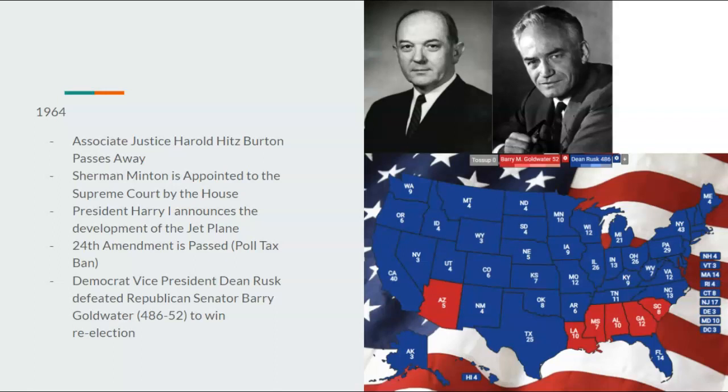And President Harry I would announce the development of the jet plane, as well as the 24th Amendment being passed, which is a poll tax ban. And then there's also the 1964 vice presidential election, where Vice President Dean Rusk would go against Arizona Senator Barry Goldwater. And Democrat Vice President Dean Rusk would defeat Republican Senator Barry Goldwater 486 to 52 to win re-election.